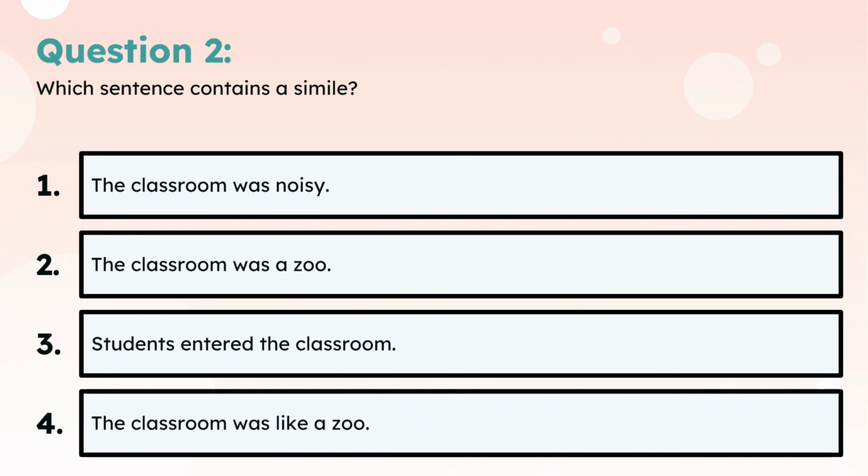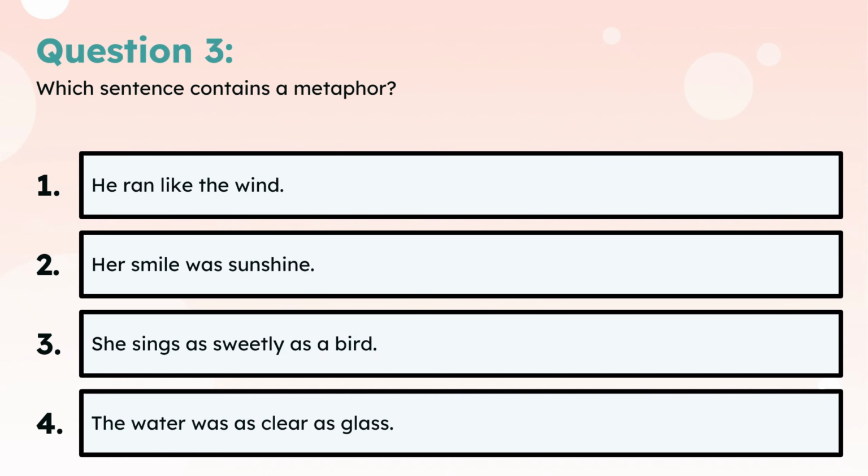Question 2. Which sentence contains a simile? The correct option is sentence 4. The classroom was like a zoo. Question 3. The correct option is sentence 2. Her smile was sunshine.